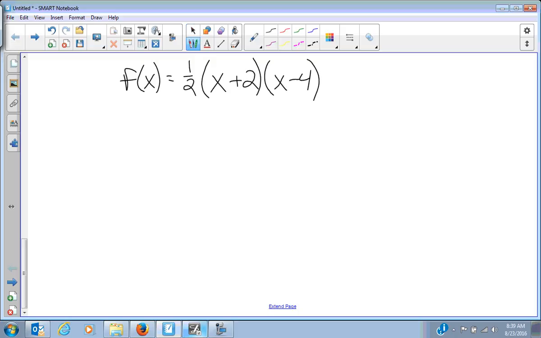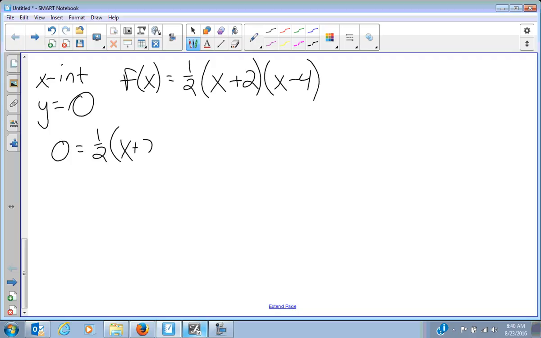Remember, what does your y equal if I'm doing my x-intercepts? What does your y equal if you are on the x-axis? The y will equal 0. Does everybody understand that? So if I'm finding the x-intercepts, I'm going to say 0 equals 1/2 times x plus 2 and x minus 4. Are you guys with me?